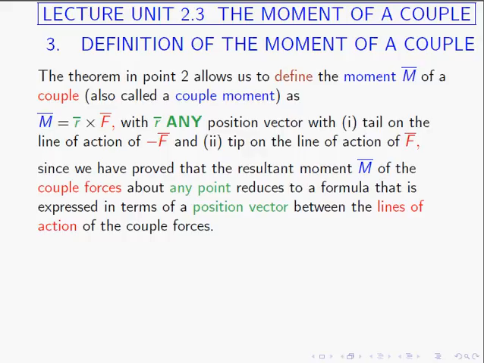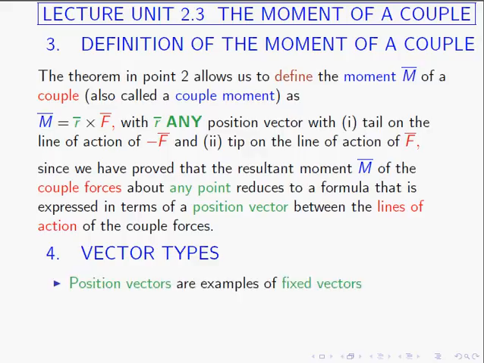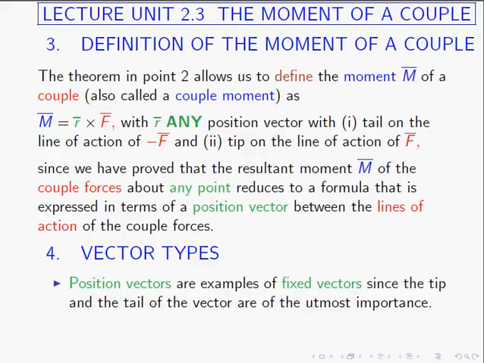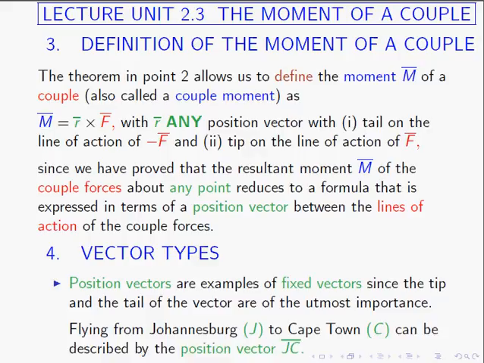Up to this point, we have now encountered three types of vectors. Our first type are the position vectors. They are examples of fixed vectors, since the tip and the tail of the vectors are of the utmost importance. As an example, flying from Johannesburg, denoted by J, to Cape Town, denoted by C, can be described by a position vector JC.